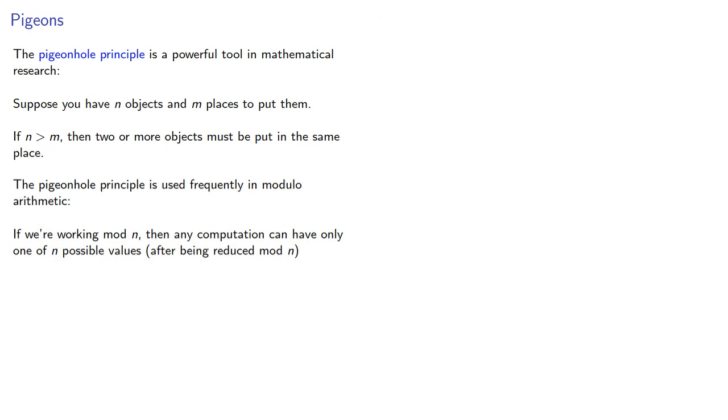If you're working mod n, then any computation can have only one of n possible values after being reduced mod n, namely 0 up to n minus 1. So any function must repeat values. Or must it?